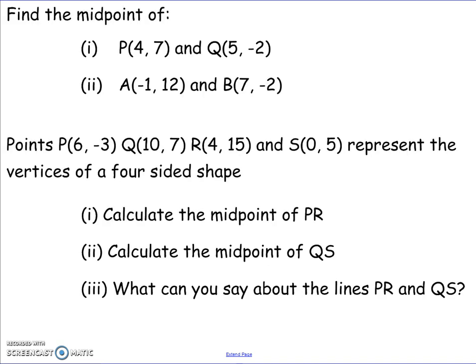Quick refresher of the questions. First was find the midpoint of a couple of pairs of points. The first one was a pair PQ, the second one was a pair AB. And the third one was looking at 4 points, which are the vertices of a four-sided shape, PQRS. I want to calculate the midpoint of PR, the midpoint of QS, and then what can you say about the lines PR and QS? What does that information tell you about them? So, let's have a crack at these.